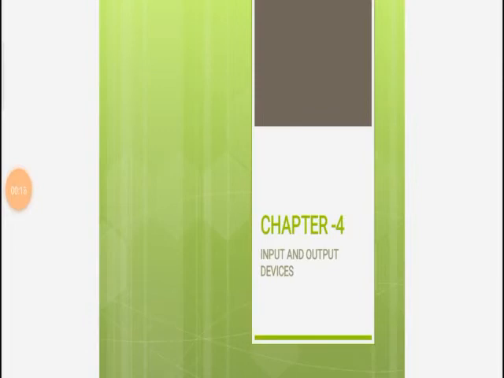As we already know, a computer is an electronic machine. It has four basic parts, that is monitor, CPU, keyboard and mouse. These parts of a computer are known as input and output devices.